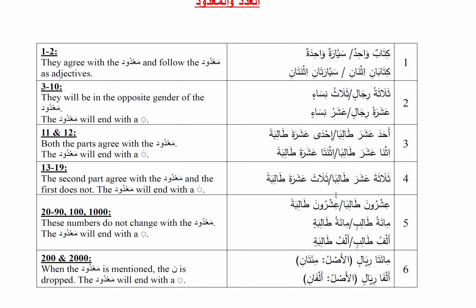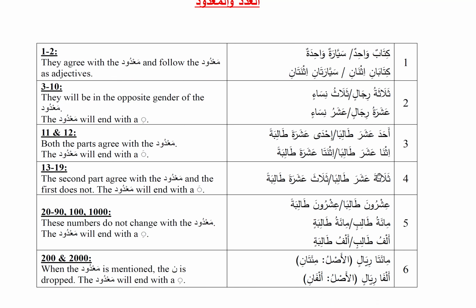Then after that we have 13 to 19. Here, we talked about the first and the second part. The second part agrees with the ma'dud, and the first part does not. So here, look, the first part, the second part. So what is the ma'dud? The second part will agree with that. The first part will be opposite, and the ending will be with fatha.